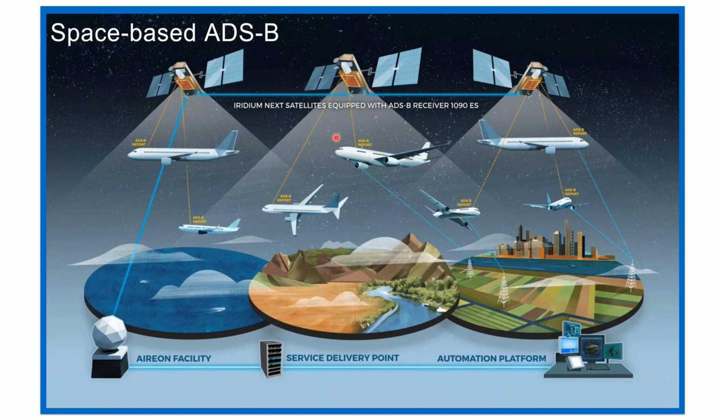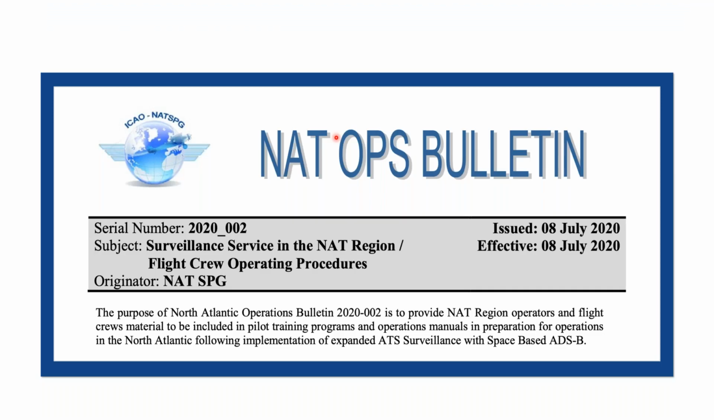The only place that it is currently used for separation is Gander Oceanic and Shanwick Oceanic. There are some variations where there's ADSB in other places, but those are the only places where this system can actively track you in real time. So if you're flying through Gander or Shanwick, they can see you in real time, very similar to radar. This bulletin talks about it. And in simple terms, if they can see me like I'm on radar, why do I have to use oceanic procedures? So let's take a look.